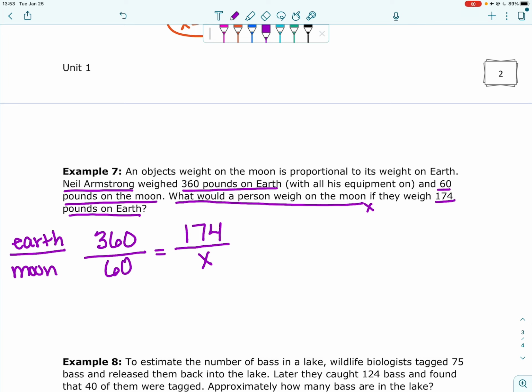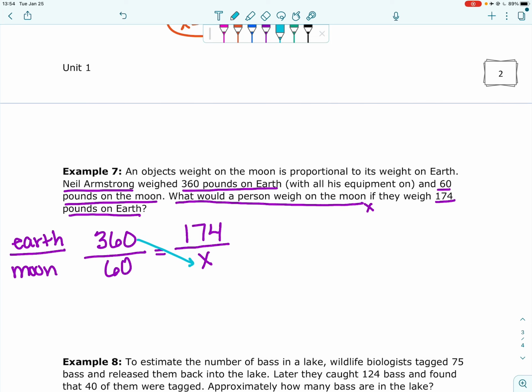What you have to be consistent about is Earth weight on top, moon weight on bottom. I can't flip-flop this one. I can't do x over 174 because that's going to mess it up. I put Neil's Earth weight on top, so I have to put the second person's Earth weight on top. And then the moon weights go on the bottom. That has to stay consistent. Whatever you put on top has to stay on top. Whatever you put on bottom has to stay on bottom.